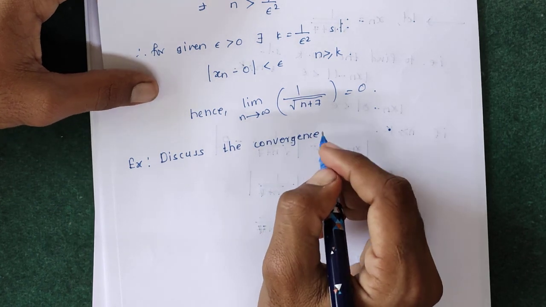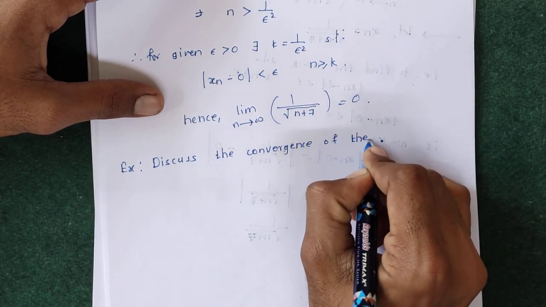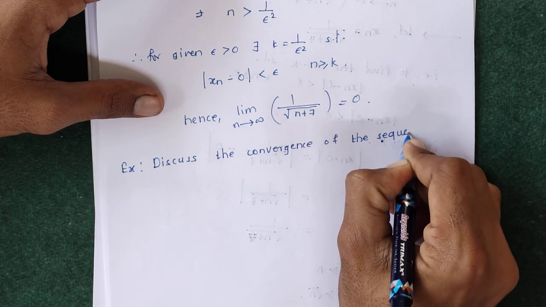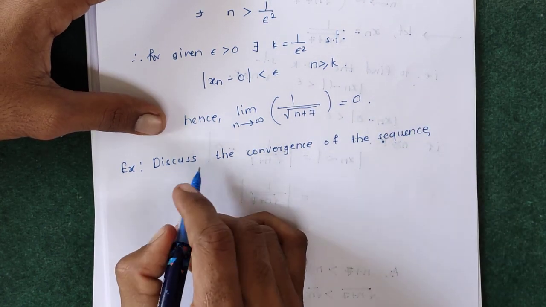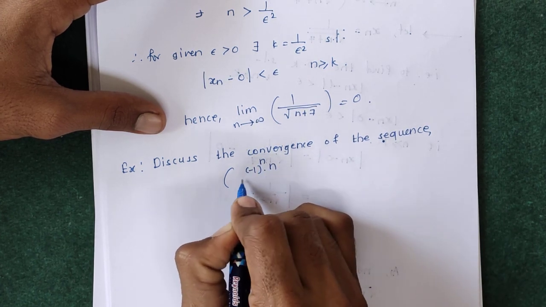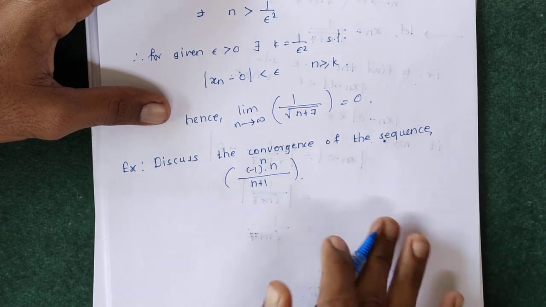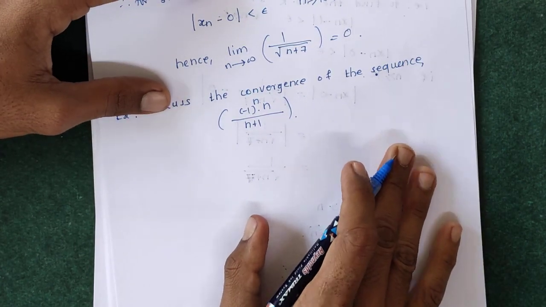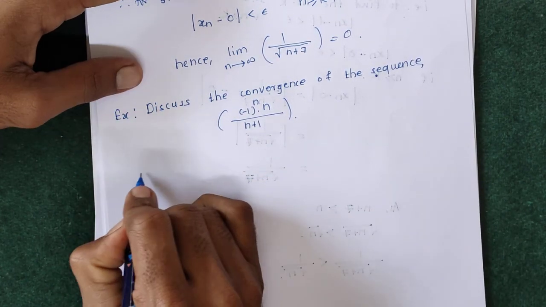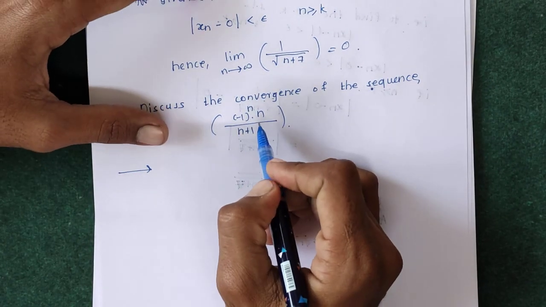Discuss the convergence of the sequence (-1)^n · n/(n+1). Now, we have to discuss the convergence: is this sequence convergent or divergent?